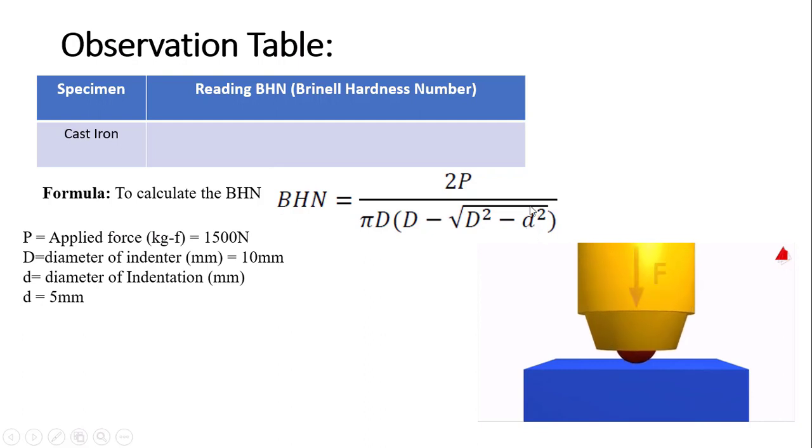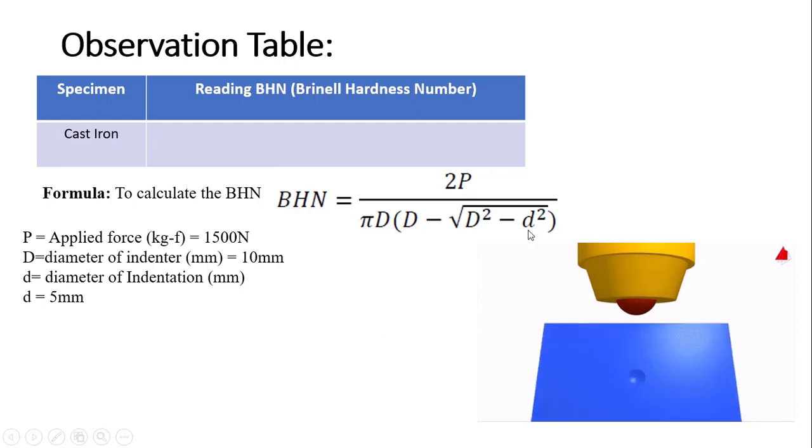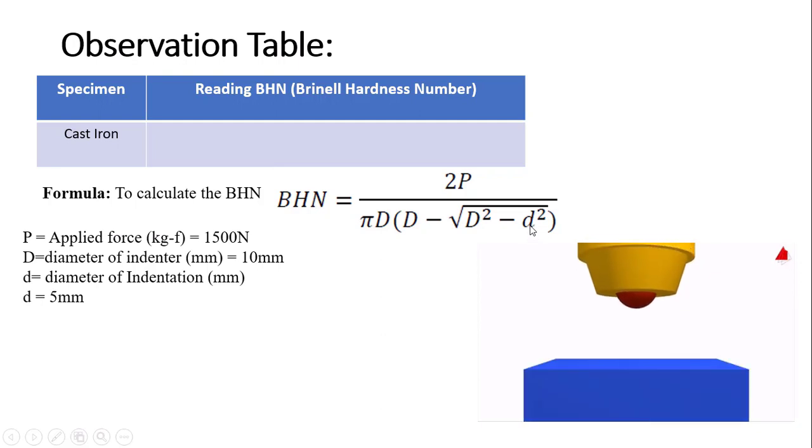So it depends purely upon the indentation diameter, because capital D is constant, your applied force is constant, and pi is also a constant. The only dependent thing is smaller d, which is called the indentation diameter. So if your material is hardened, the diameter would be less. If your material is softer, the diameter would be more, correct? Depending upon that, your BHN number would vary.